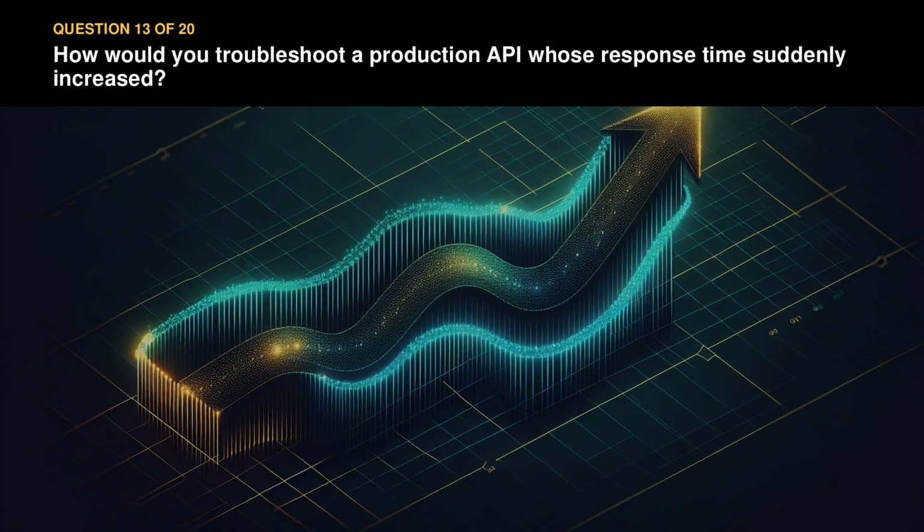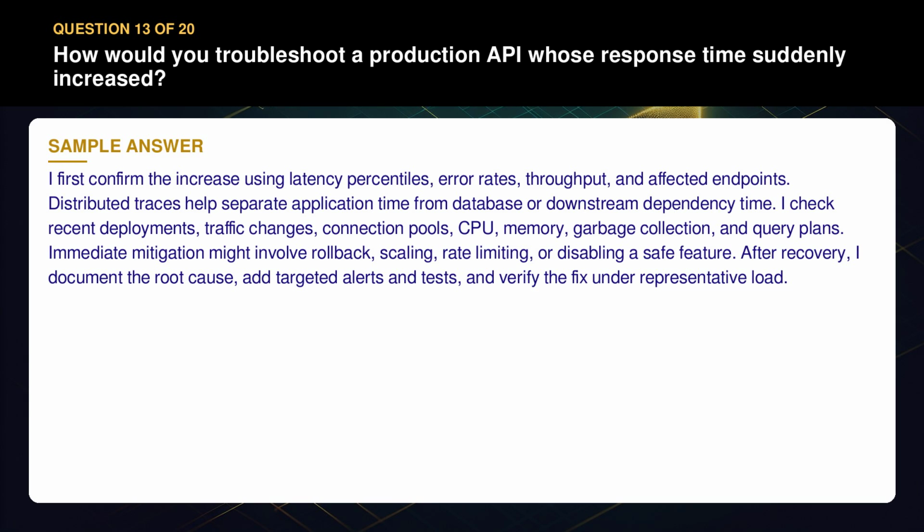Question 13. How would you troubleshoot a production API whose response time suddenly increased? I first confirm the increase using latency percentiles, error rates, throughput, and affected endpoints. Distributed traces help separate application time from database or downstream dependency time. I check recent deployments, traffic changes, connection pools, CPU, memory, garbage collection, and query plans. Immediate mitigation might involve rollback, scaling, rate limiting, or disabling a safe feature.